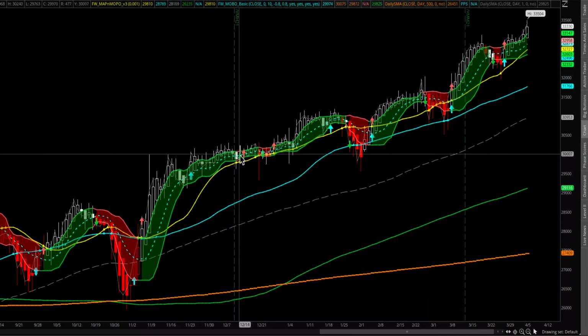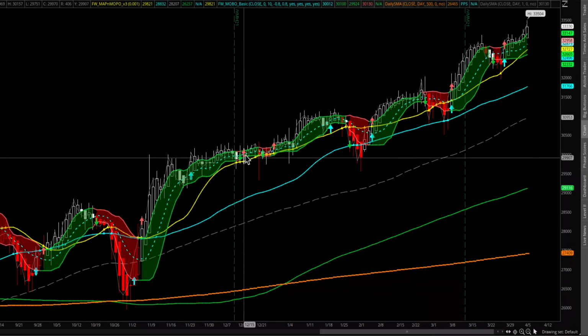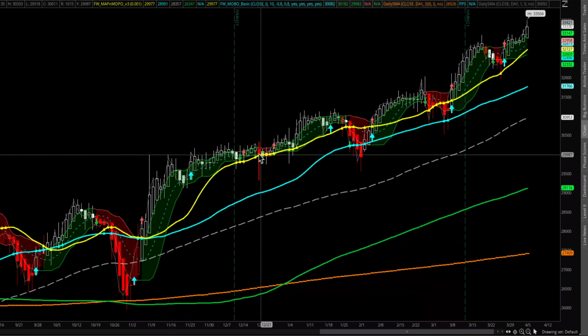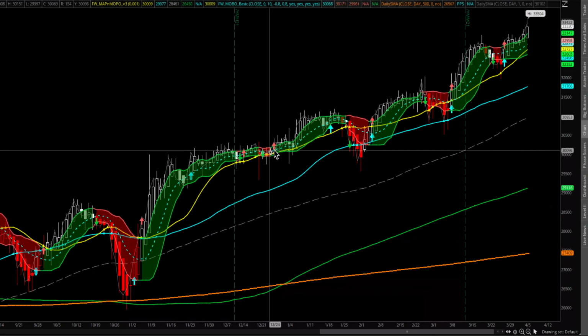Just ride right here. Here you could get a little choppy, unless you want to ride the 20. There, maybe you probably would have gone out. That would have freaked you out. But you would have held on.